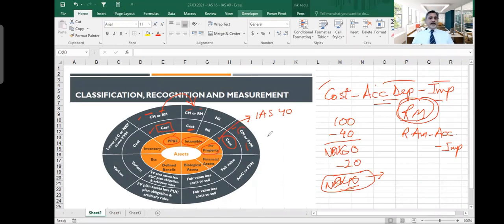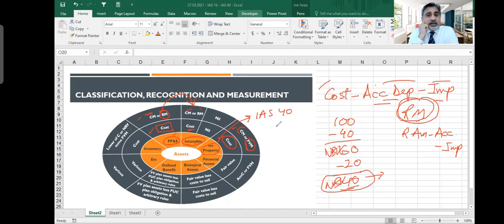Now, here there is a trick. In IAS 16 you do the revaluation model, and here you have the fair value model. You don't have a revaluation model in IAS 40. Now, one thing is for sure. You need to understand that in IAS 16, property, plant, and equipment, you can use either the cost model or the revaluation model. Both options are available, although preference is given to revaluation.